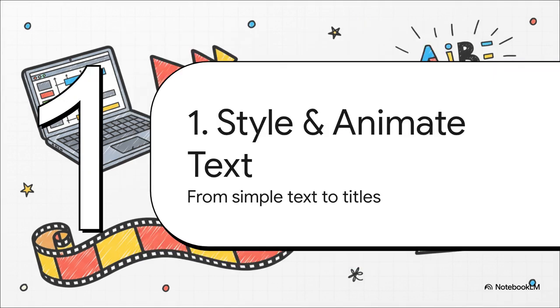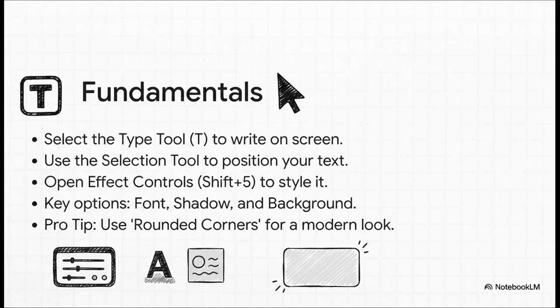Okay, first up, let's turn some simple, boring text into a title that really grabs your viewer's attention. It all starts with the absolute basics. You're going to grab the Type tool. The shortcut for that is just T, and get your words on the screen. Use the selection tool to move it where you want, and then this is where the real magic happens. Open up the Effect Controls panel. That's Shift+5. This is your command center for everything: changing fonts, adding shadows, creating backgrounds.